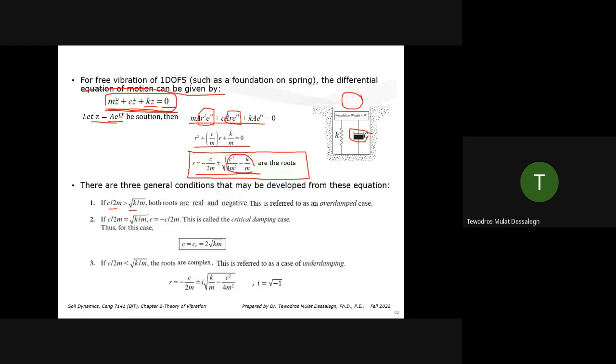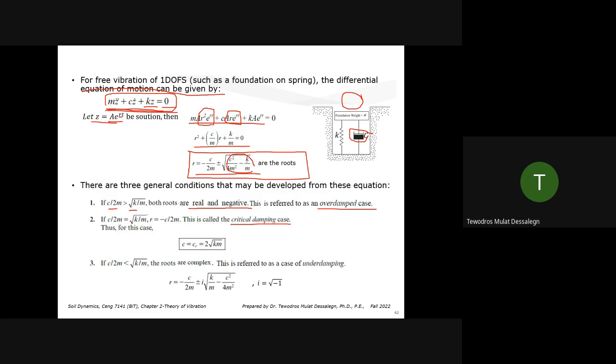So both roots are real. It would be minus C by 2m plus or minus that real number. They are real and negative. This is referred to as an overdamped case. If C by 2m equals the square root of k by m, if these two terms are equal, then it would be 0 under the square root. In that case, it would be the critical damping case.